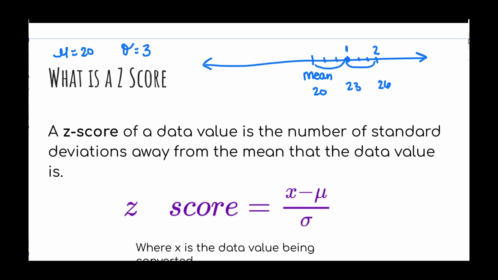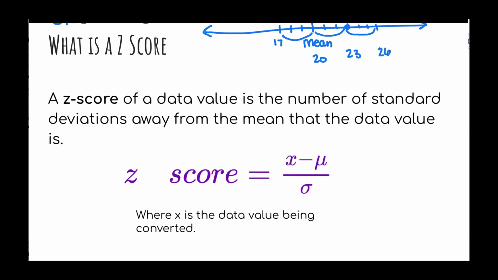That's what z-scores are. And you can have positive z-scores that go above the mean, and you can have negative z-scores. So if I go 3 lower than 20, I get 17. I've gone down 1 standard deviation. That's 1 standard deviation below. That will be a z-score of -1. So you can have z-scores that are positive, z-scores that are negative, and basically a z-score is just a distance. It's a distance a data value in the data set is from its mean, but it's measured in the number of standard deviations.